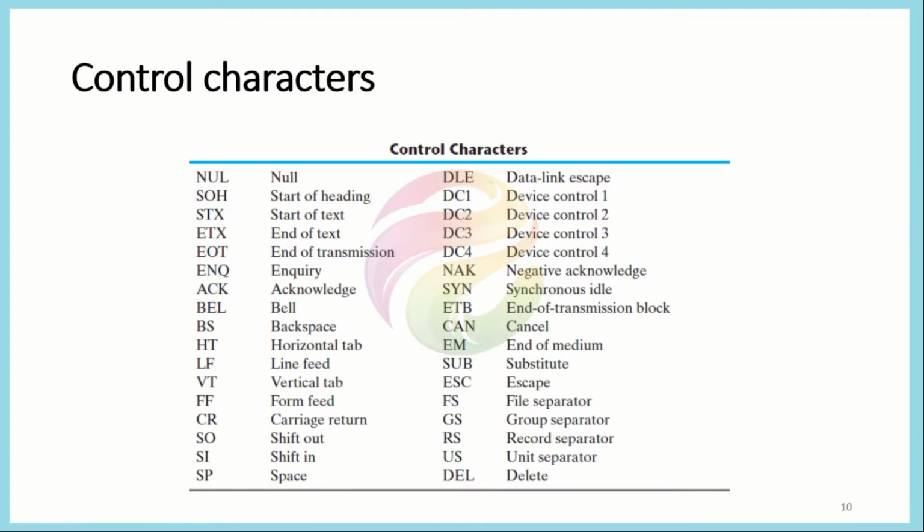And there are also some control characters too. You don't need to remember all these characters. Whenever you need to represent an ASCII system or number in an ASCII character, you just use this table and use its equivalent ASCII code.